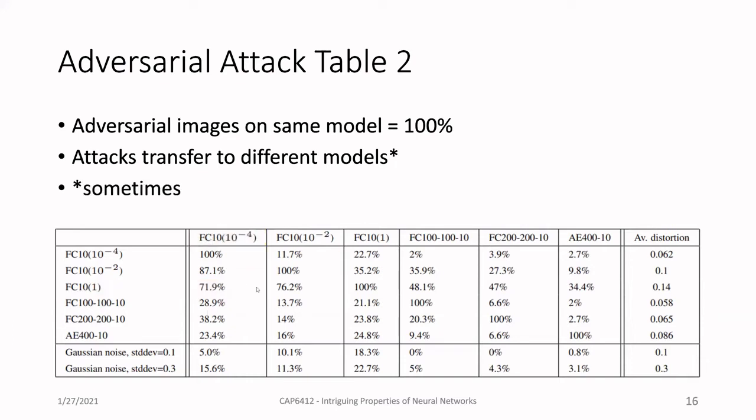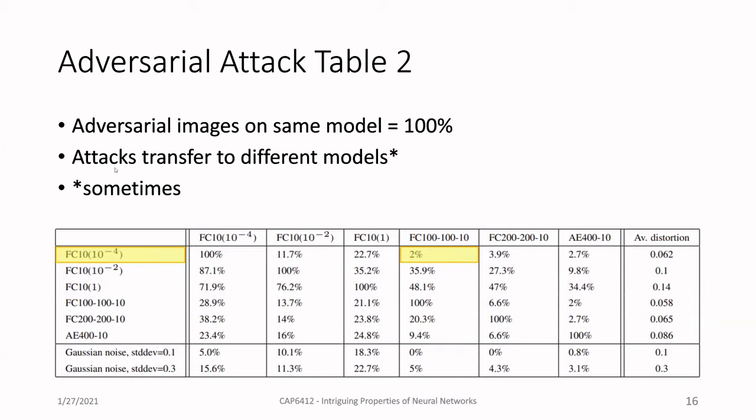So is this consistent across all the models? Maybe only sometimes. Let's see one more example. The first model, which is FC10 10 power minus 4, when adversarial samples were generated on this particular model and then sent to the fourth model, which is FC 100 110, only 2% of the time it was able to transfer well. All the other 98% of the time, the model was able to predict correctly.